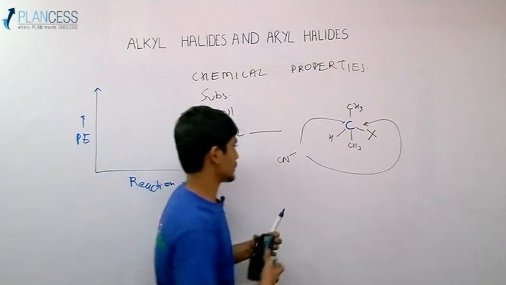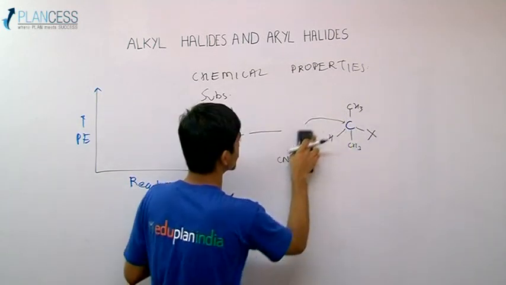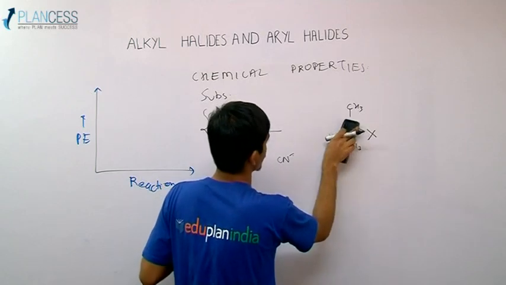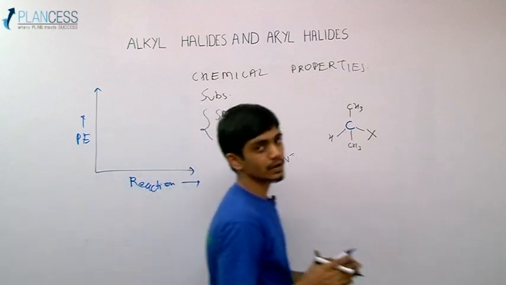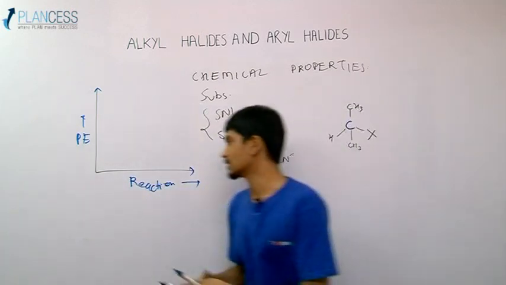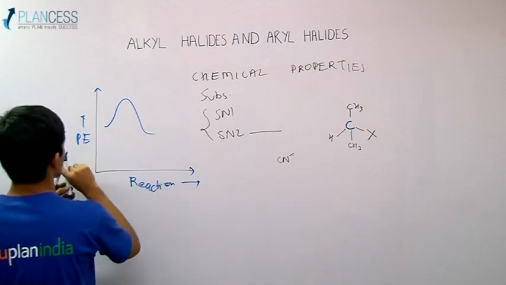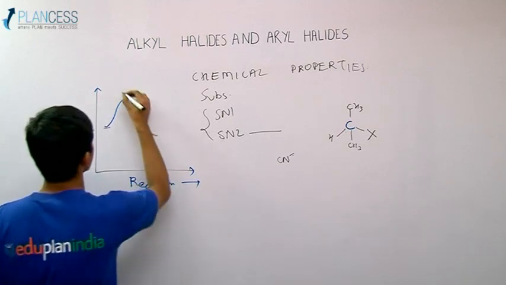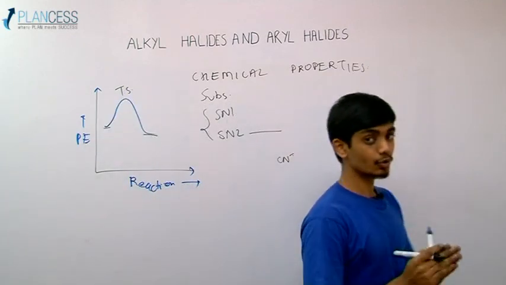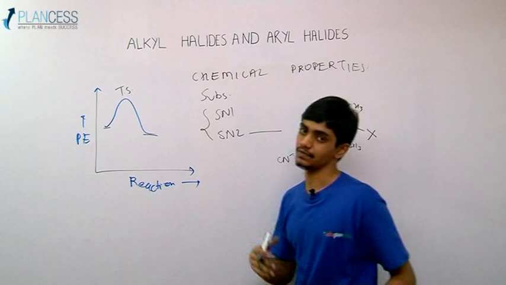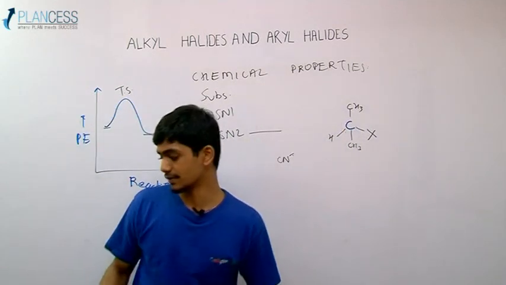Now let me remove this arrow. This arrow is not important. So it has approached. Then what happens? Then a very important intermediate forms. The energy diagram of this reaction is just this much. That is, there is only one maxima. That means there is only one transition state and there is no intermediate production. And if there is no intermediate production, the transition state has to be really special.